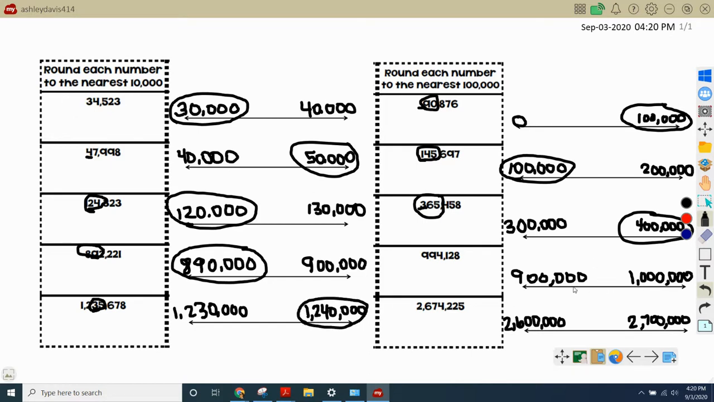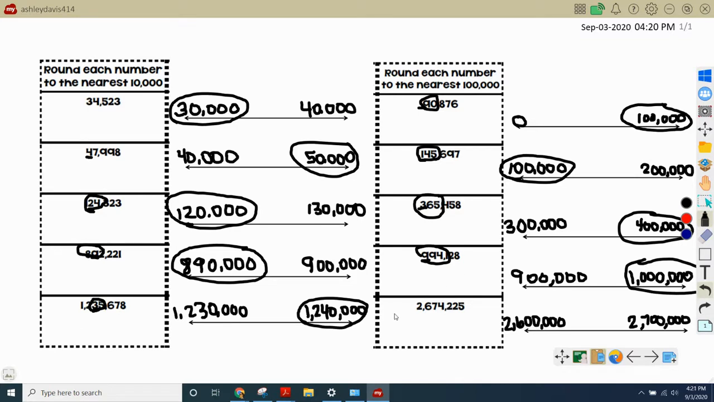Okay, and our last two over here, we're rounding to the 100,000s on this column, remember? So this is 900,000. If I were to count 100,000 more on the number line, it would take me to 1,000,000. So that's why I put 1,000,000 over here. Then I think, is 994,000 going to be closer to 900,000 or 1,000,000? Well, it's only 6,000 away from 1,000,000, so it's closer to 1,000,000.